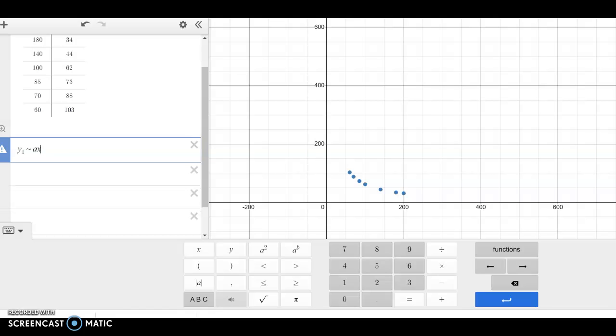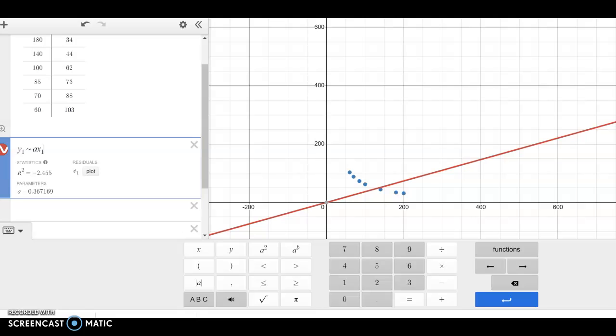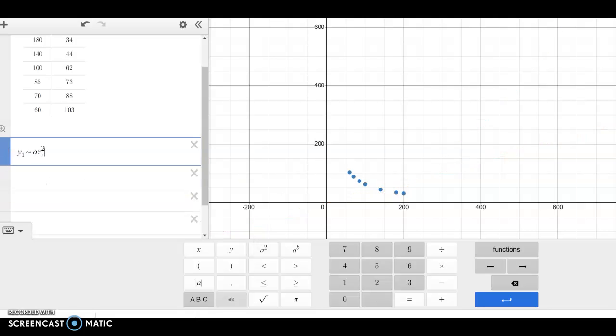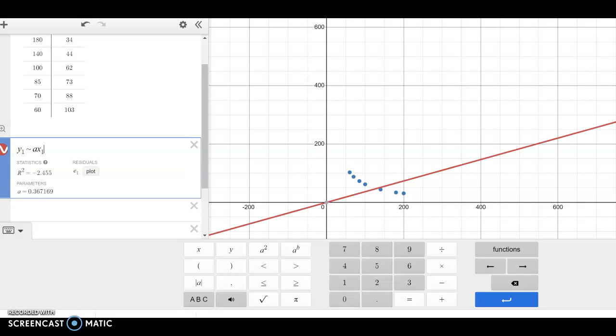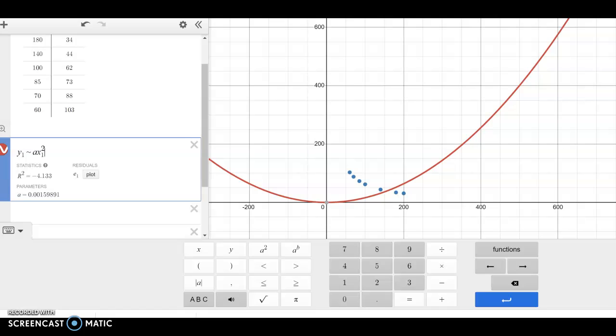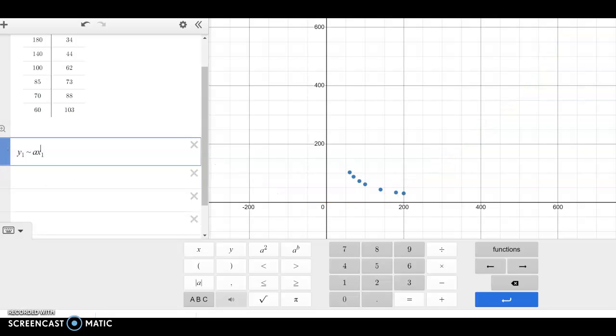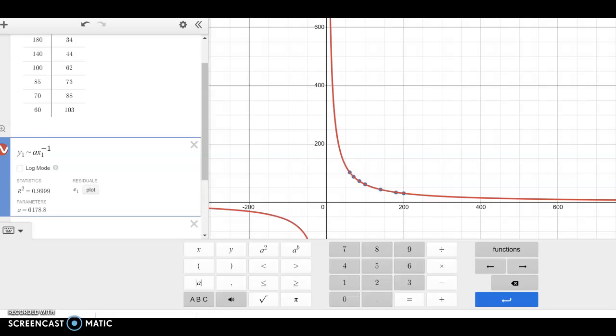Oh, I didn't get the x1 in there. x1 to the negative 1. I'm sure there's a better way to do this. Maybe. There we go. Negative 1. Ah, there we go. Look at that. Love it.